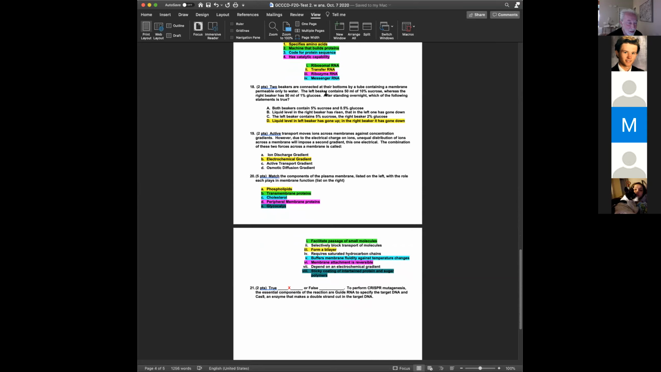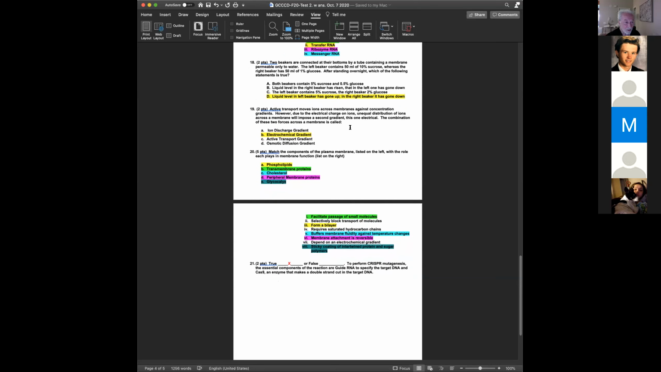Then there was one about osmosis, 2 beakers joined by a tube with a semi-permeable membrane, permeable only to water. Left beaker has 50 mils of 10% sucrose. The right beaker has 1% glucose. You leave it overnight. What would happen, and the answer is the level of liquid in the left beaker would go up and the right beaker would go down due to osmosis.